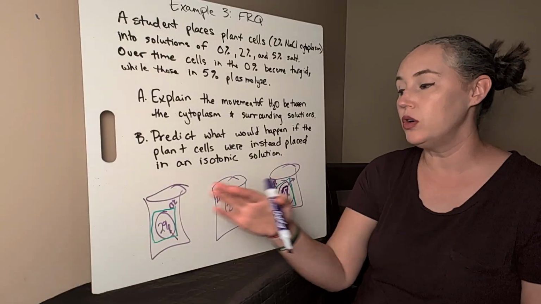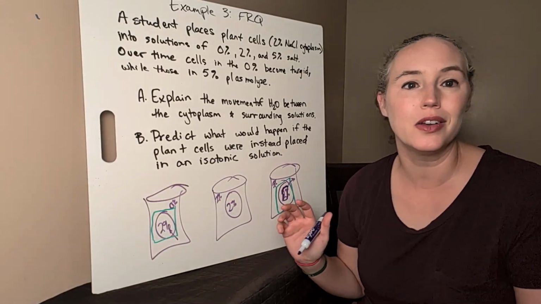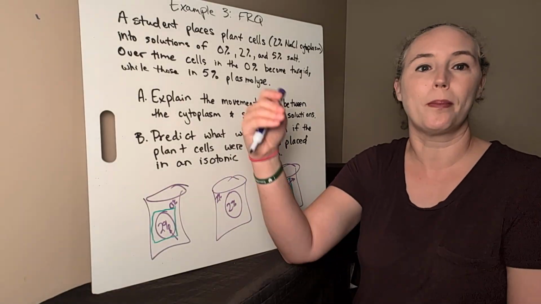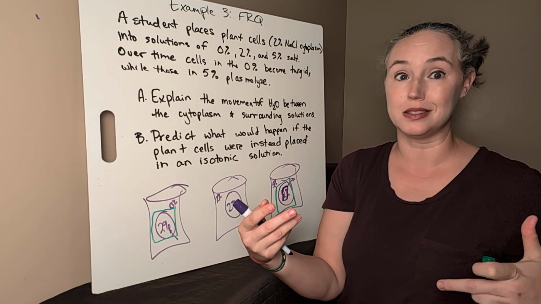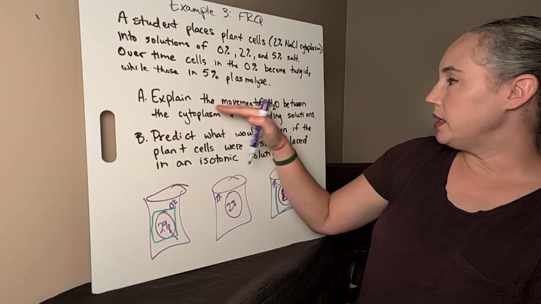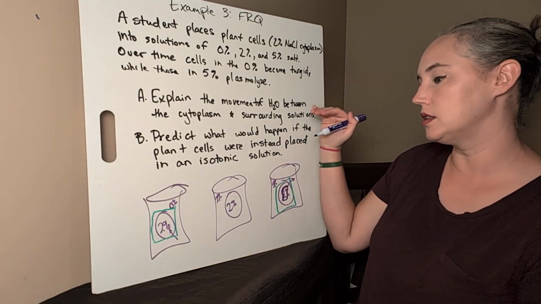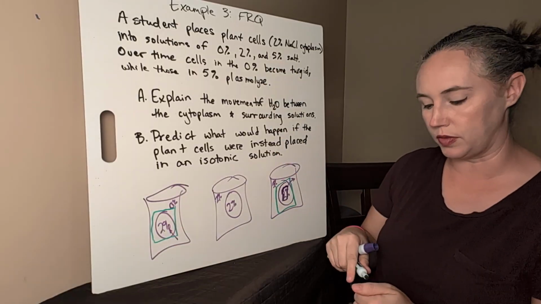All right, now drawings themselves. Even if you have this, that's not going to earn you points on an FRQ. You have to turn these pictures back into words. So that's where it's important that we know our super sassy science words and can use them correctly. Explain the movement of water between the cytoplasms and the surrounding solutions. So the only ones that it talks about are the 0 and the 5.